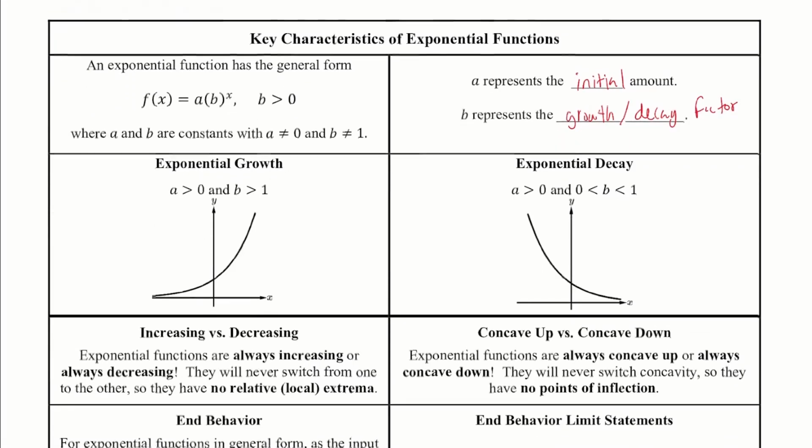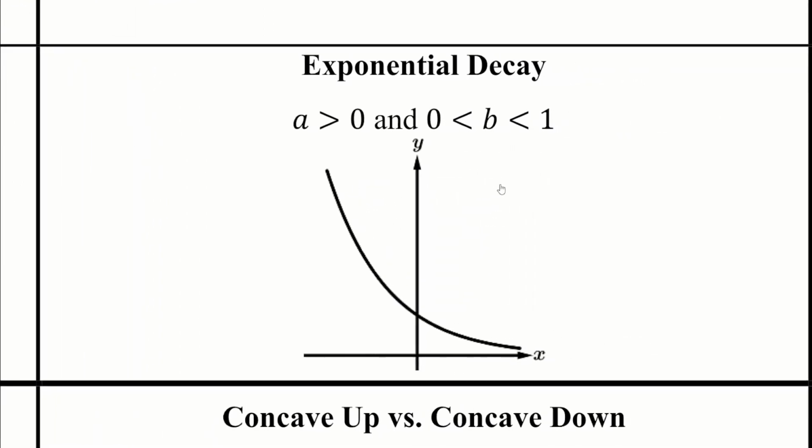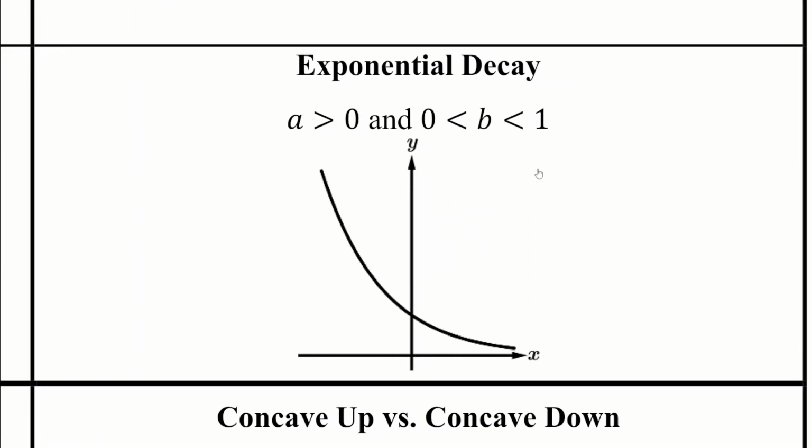Now here you can see an example of a graph that shows exponential growth, where the a value would have to be nonzero and b is a number bigger than 1. Here's an example of exponential decay, where you have the b value between 0 and 1. And this is the way the decay graph looks.